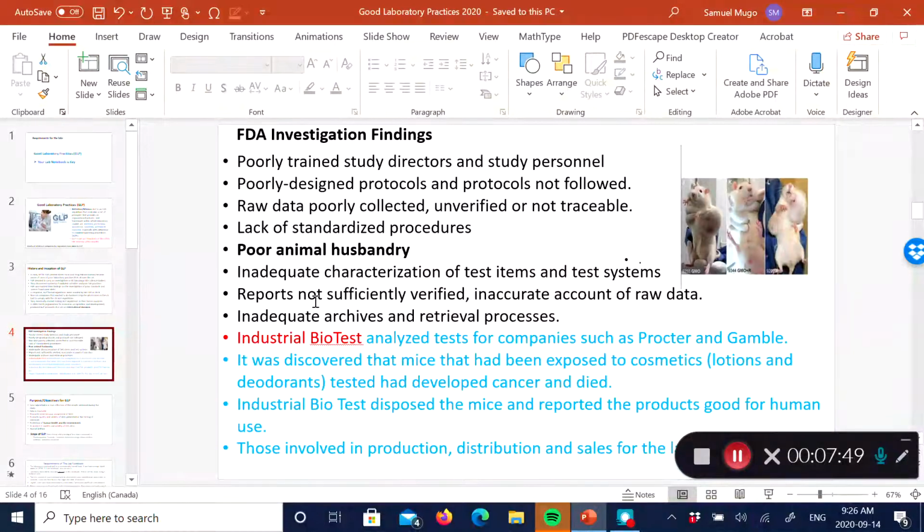And most importantly, the reports did not sufficiently verify the type of data that had been obtained. And some of the raw data was also falsified, it was inaccurate, particularly the fact that there were animals that had actually succumbed to cancer, and that was not documented. And so you're going to see that this one was very, very infamous. In actual fact, some of the study directors had to go to jail because of that very infamous incident of falsifying laboratory results. And for that reason, the FDA came up with what you call the GLP regulations.